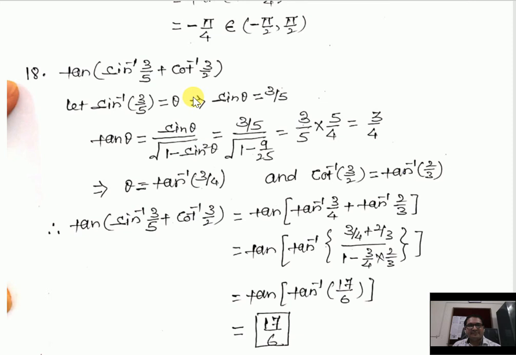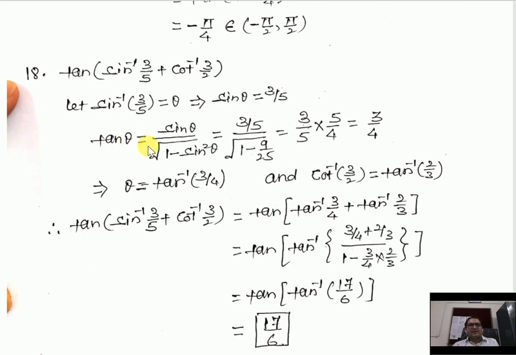Question number 18. You have to find first the value of sin inverse 3 upon 5, then find the value of cot inverse and then put over here. Sin inverse 3 upon 5, I have taken as theta, sin theta is equal to 3 upon 5. Then see one more thing, this part you have to convert in terms of tan, right? So tan theta will be equal to what? Sin theta upon cos theta. Cos theta you can write as square root of 1 minus sin square theta, then put the value of sin theta over here, you will get 3 upon 4.